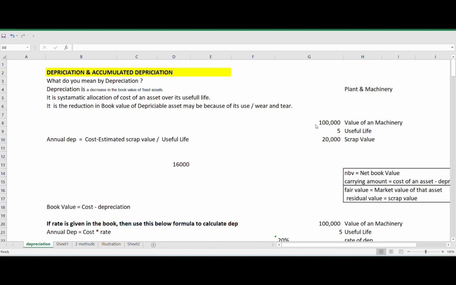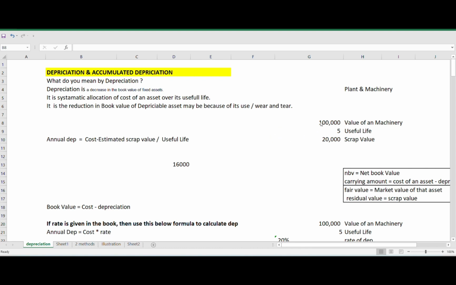Whenever you are purchasing an asset, you have to specify how long you are going to use this asset, whether it is 5 years or 10 years. That tenure is called the useful life of that particular asset. And the scrap value, what is scrap value? Once the useful life is over, at the end of the fifth year, when you're going to sell that asset, how much are you going to get? That is the scrap value, that is 20,000.